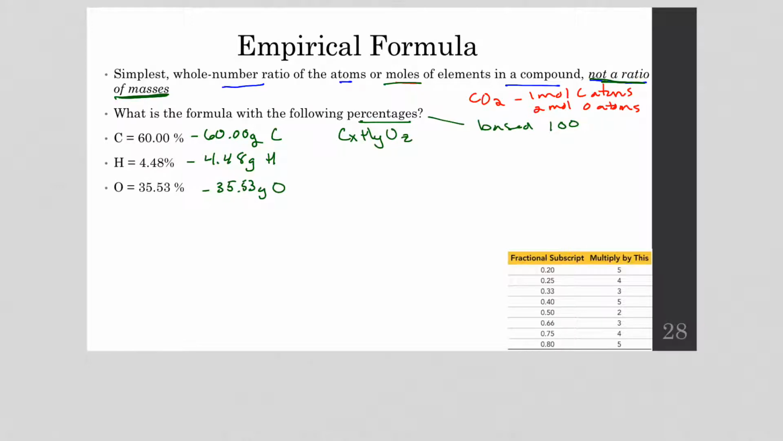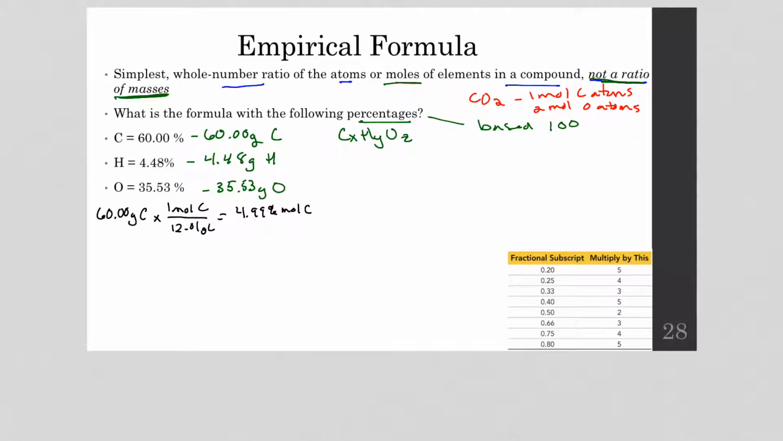So we're just going to start this, and we'll do carbon here first. So we got 60.0 grams of carbon. And we have 1 mole of carbon, 12.01 grams of carbon. So we're going to use our molar masses to go from grams to moles. And so you're going to get 4.996 moles of carbon.